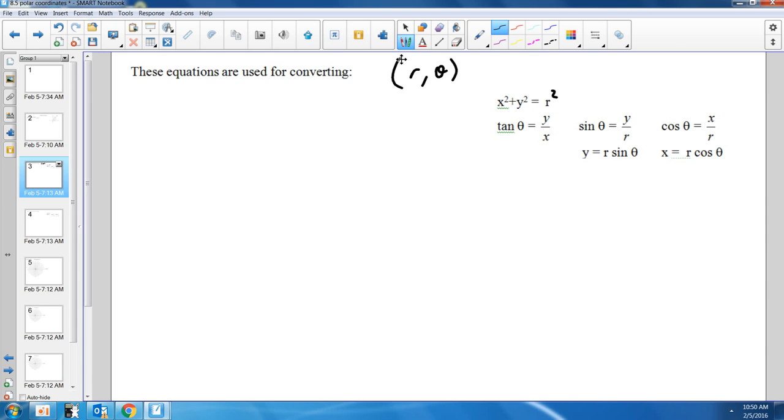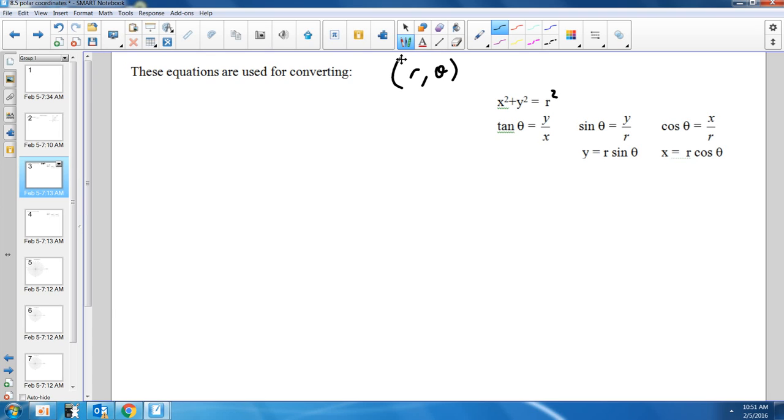Today what we're going to do is focus on how do you convert between an equation that's in rectangular form, having x's and y's in it, to polar form, and how do you convert from polar form to rectangular form. And so this is the second half of 8.5, which is introducing polar coordinates. Next week, Monday, we're going to get into actually graphing the polar equations.